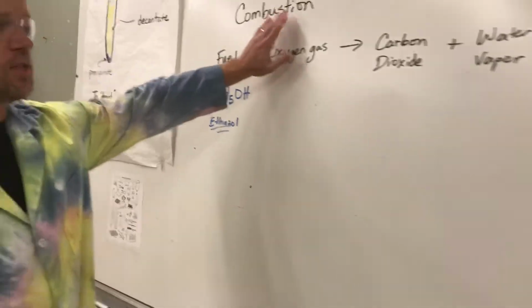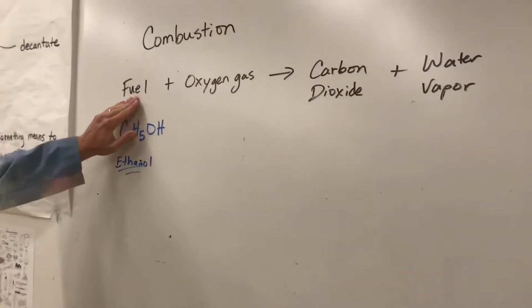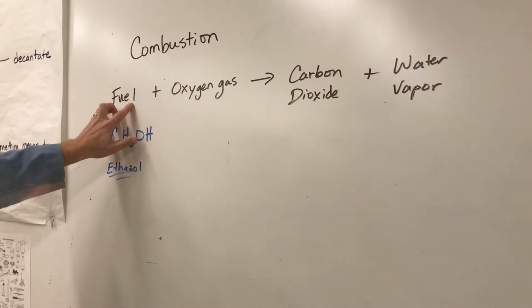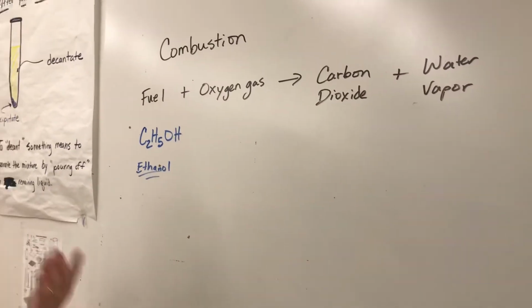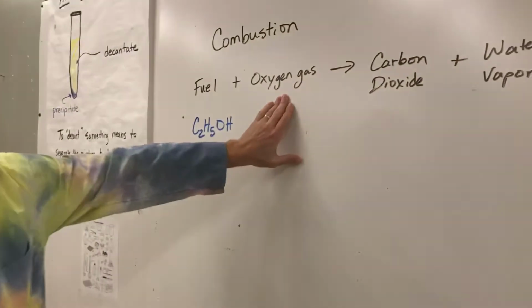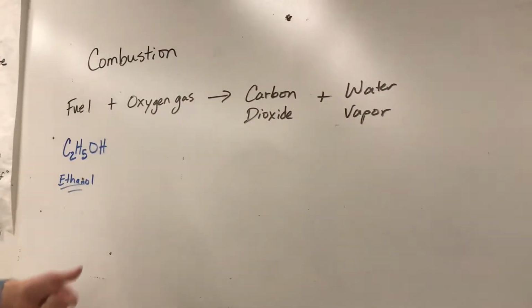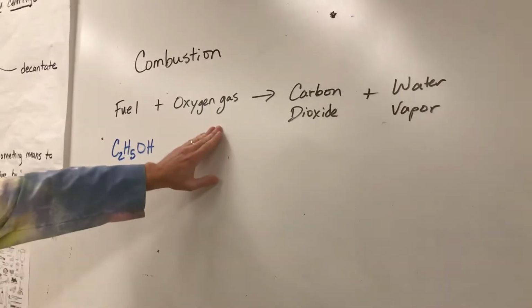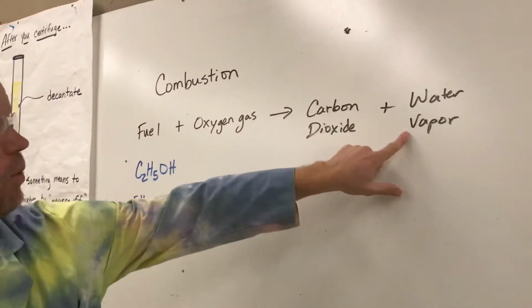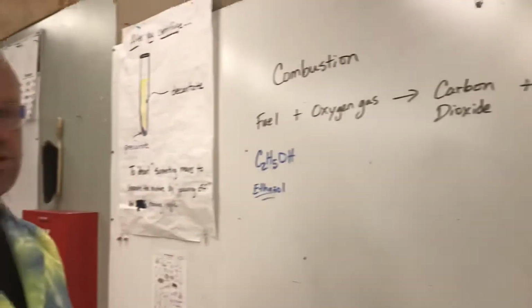Combustion always looks the same. Okay? Combustion is a fuel added to oxygen gas, and there's lots of different kinds of fuels, but you're going to notice they all have carbon and hydrogen and oxygen in them. Okay? They have kind of the same stuff. Fuel plus oxygen gas, we add those together and then we get a little spark, or we get some kind of activation energy, and we get a huge reaction and a lot of energy released, and carbon dioxide and water vapor are the two components that come out of it.